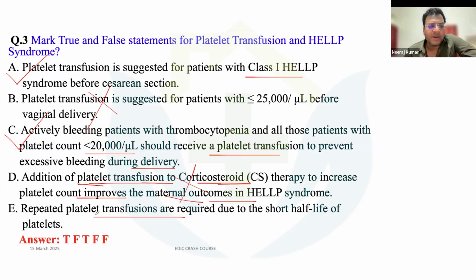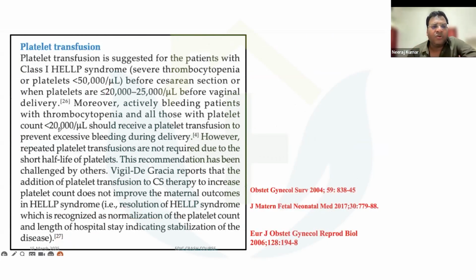And repeated platelet transfusions are required because of the short shelf life of the platelet. No, again, this is not true. Now you see why. The platelet transfusion is suggested for the class 1 syndrome with severe thrombocytopenia. That's why it is severe thrombocytopenia. So the cutoff is less than 50,000 before CS. And when the platelet count is 20 to 25,000 before vaginal delivery. So before vaginal delivery, the count is between 20 and 25,000.